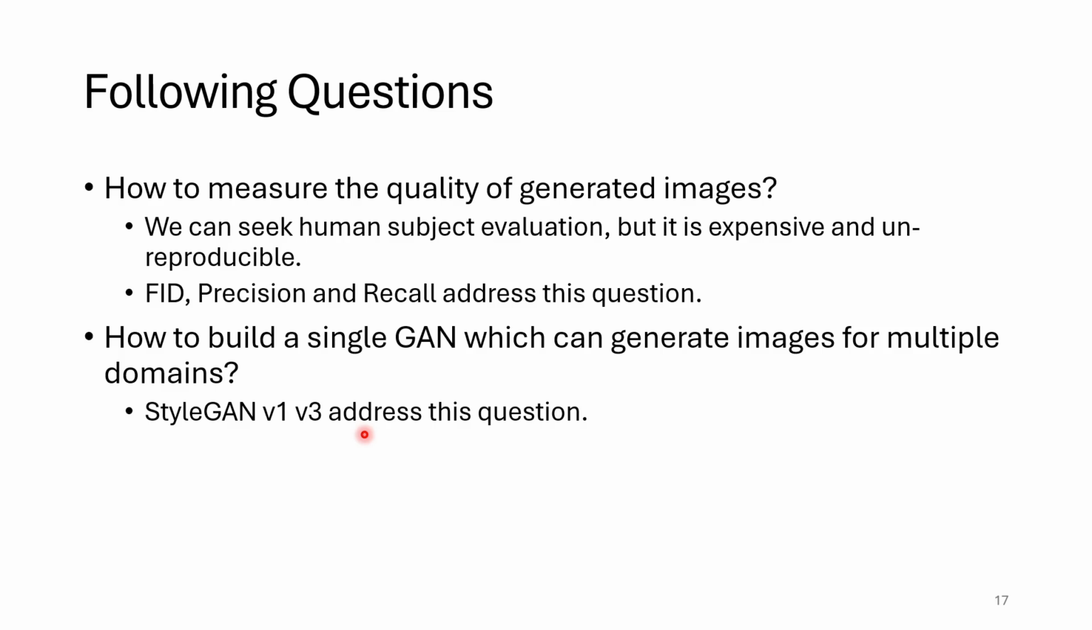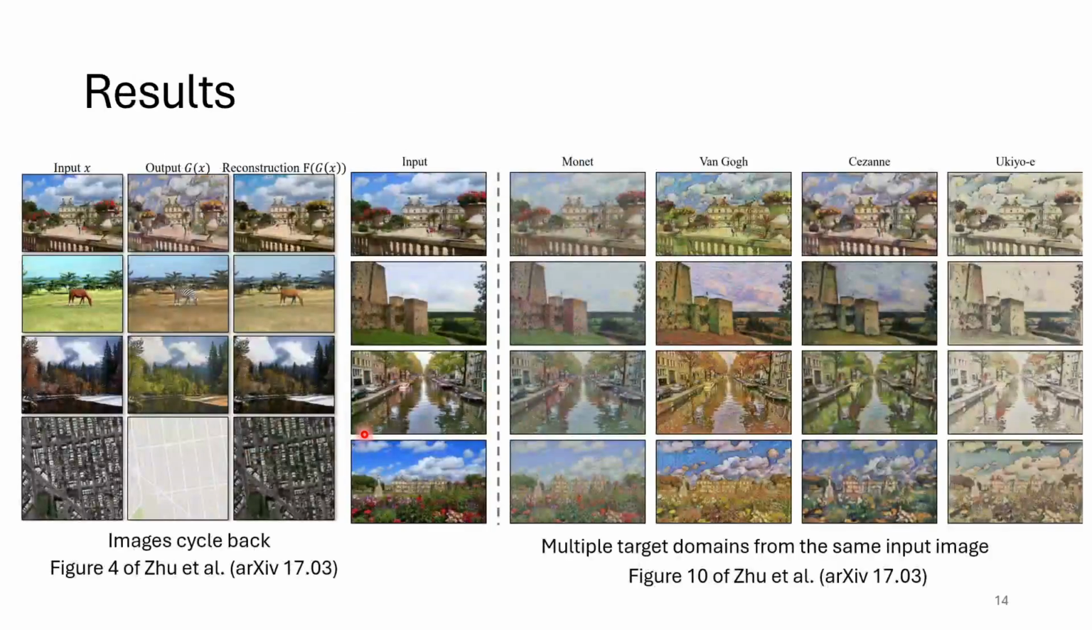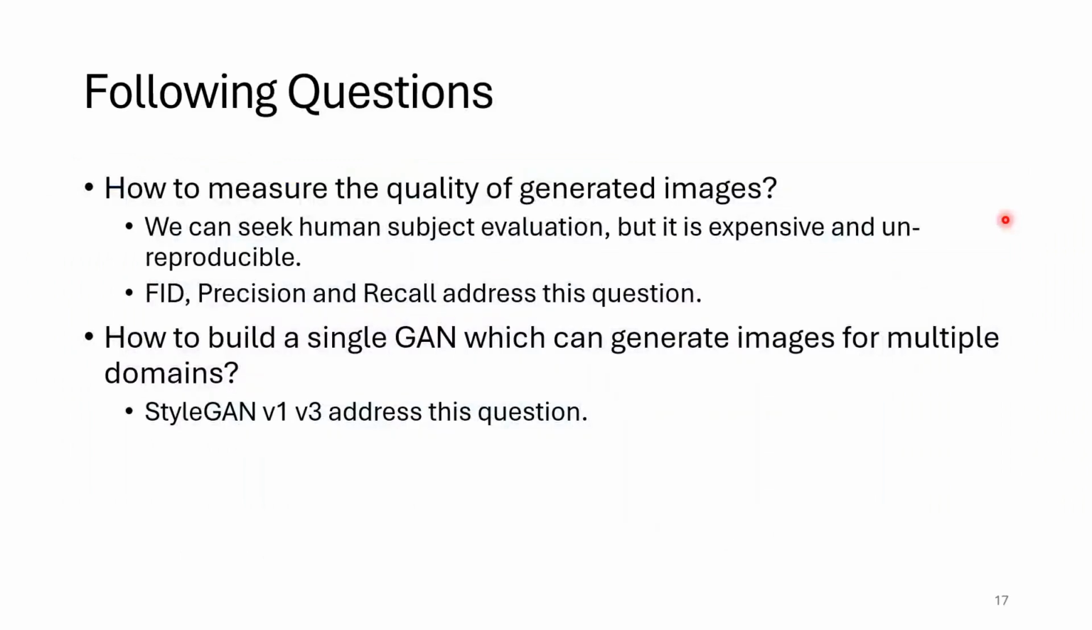What is a good metric to measure your generated image? And the second question would be, how do you use a single generator? Let's take a look. If you want to generate 4 different styles, you need 4 different generators, because every generator can only translate images from one domain to another domain. But how can you train a single generator so that you can translate or generate images from 4 domains?